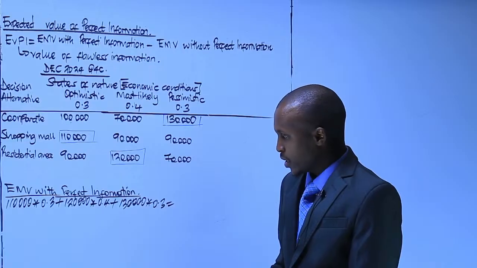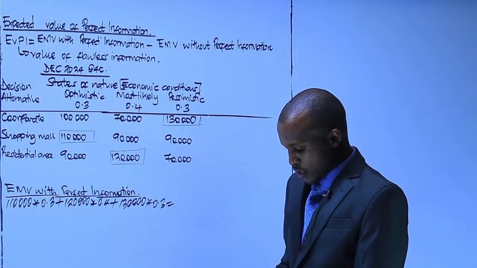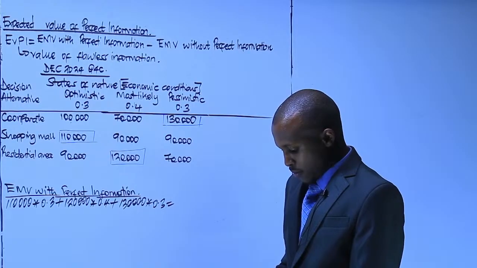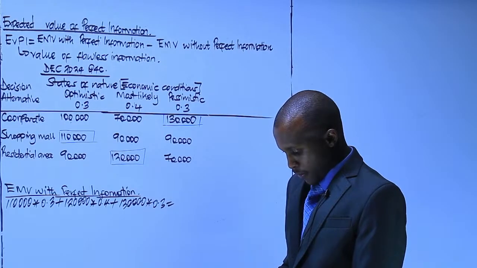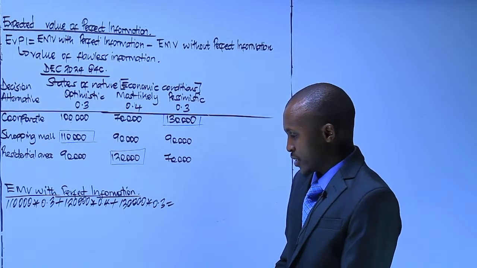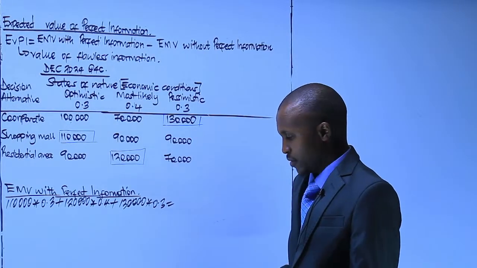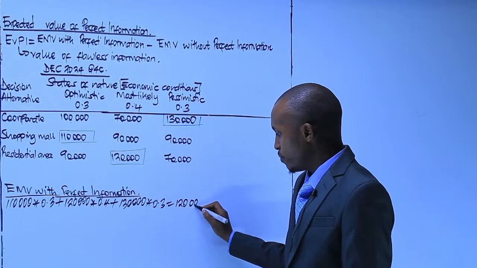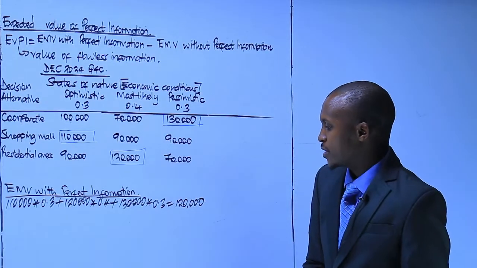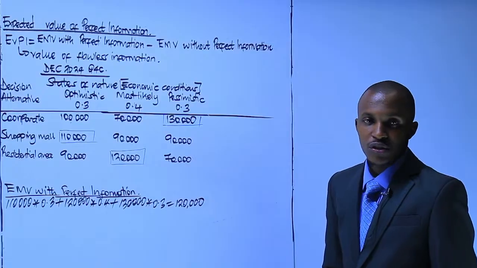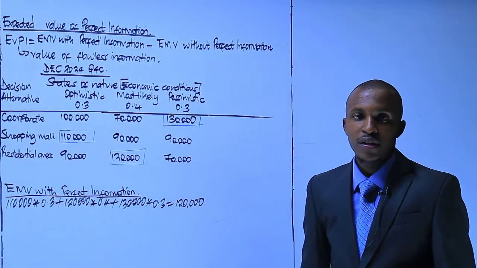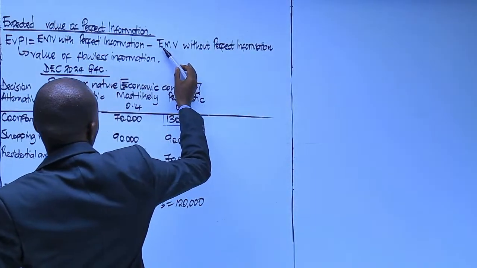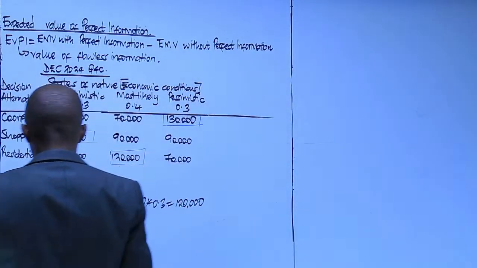110 by 0.3 plus 120 by 0.4 plus 130 by 0.3. So expect how much? Your expected monetary value with perfect information will be 120,000.